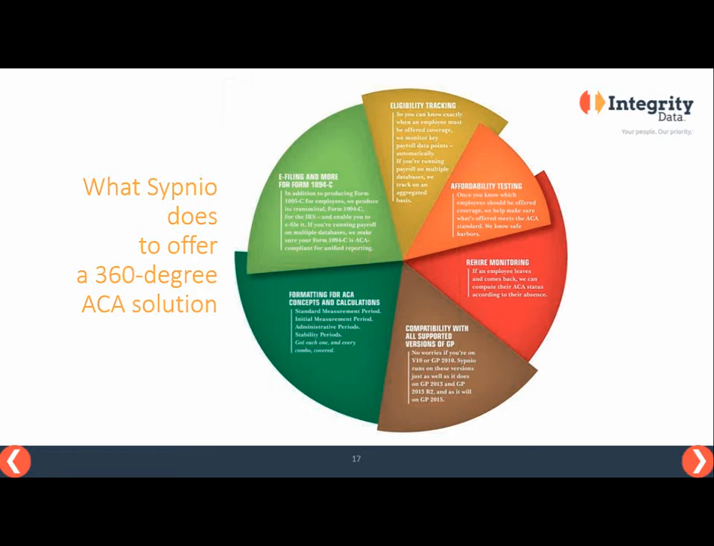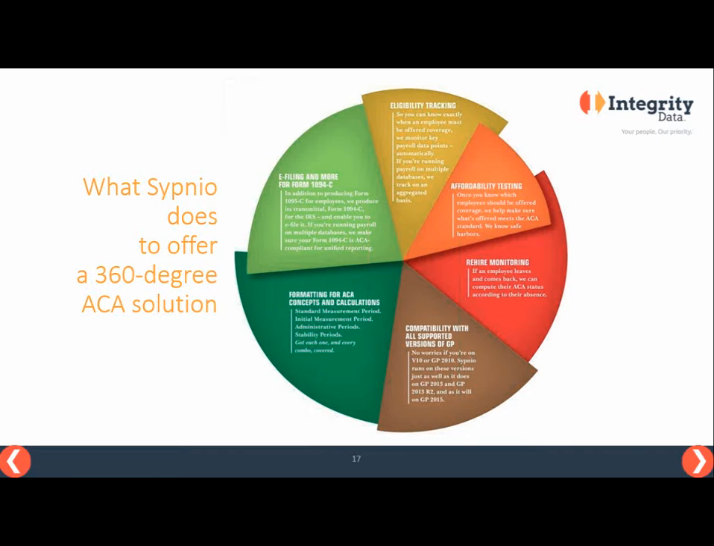The other thing that we've done is we create a system informed by ACA concepts and calculations, which exposes the end user to those concepts in a meaningful manner, and yet shields them from having to do all the number crunching at the end. Because as you go on, things like standard measurement periods and initial measurement periods are all part of the vocabulary that we all have to learn and embrace.